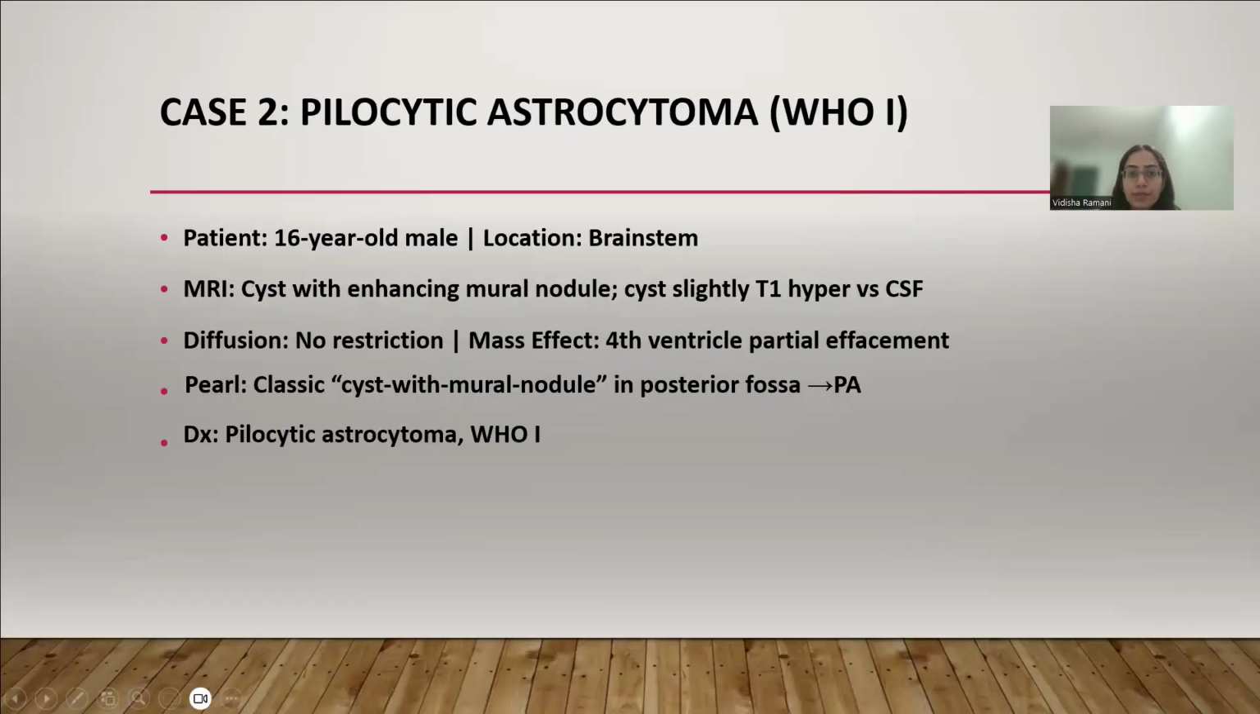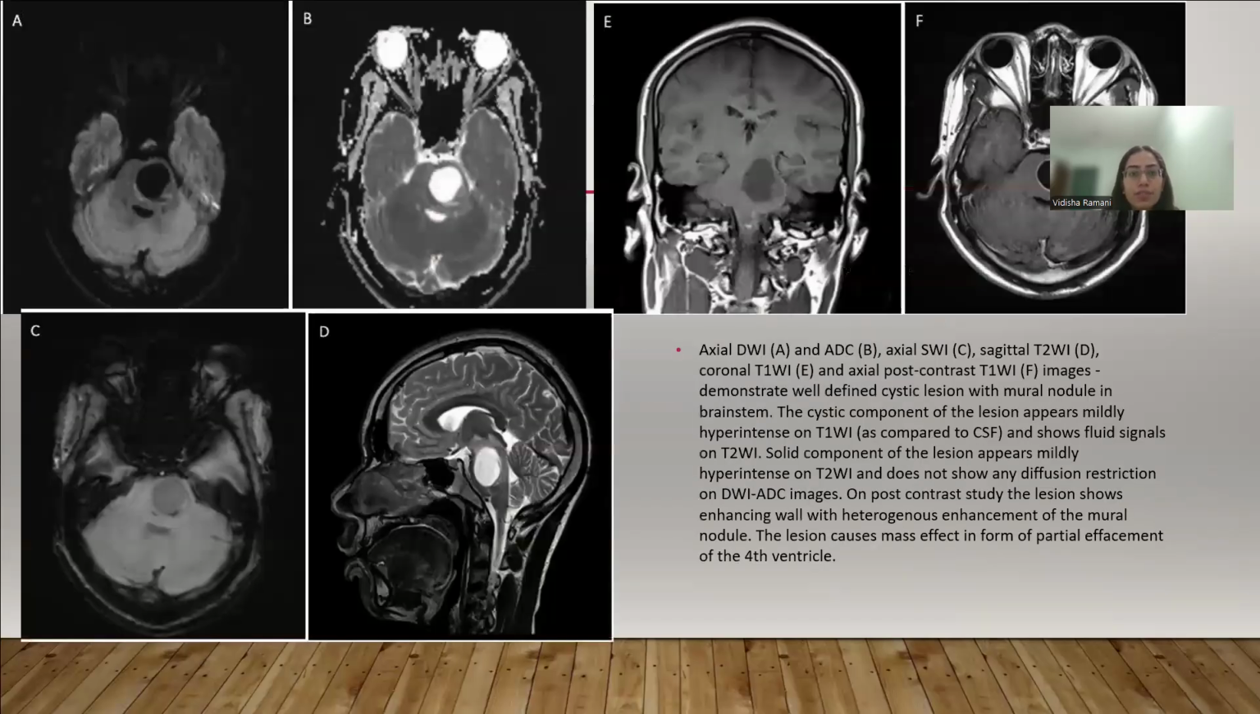Case 2 of pilocytic astrocytoma in a 16-year-old male patient, which is classified under WHO grade 1. Location is brainstem. MRI shows a cyst with an enhancing mural nodule. The cyst is hyperintense as compared to CSF on T1 weighted images. The lesion shows no diffusion restriction and causes mass effect in the form of partial effacement of the fourth ventricle. So a classic cyst with mural nodule in the posterior fossa favors the diagnosis of pilocytic astrocytoma. These images show no diffusion restriction, and the cyst is hyperintense as compared to CSF on T1 weighted images.